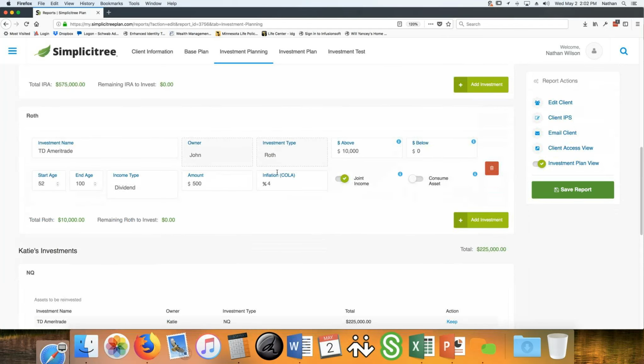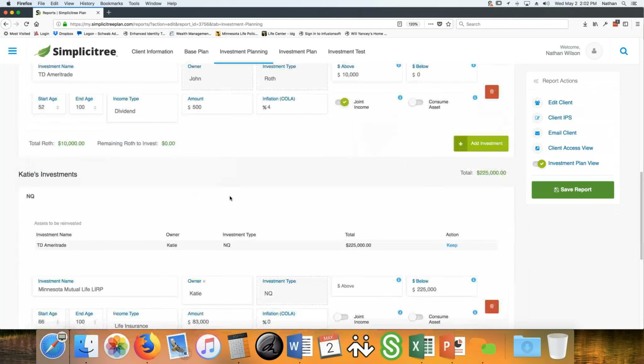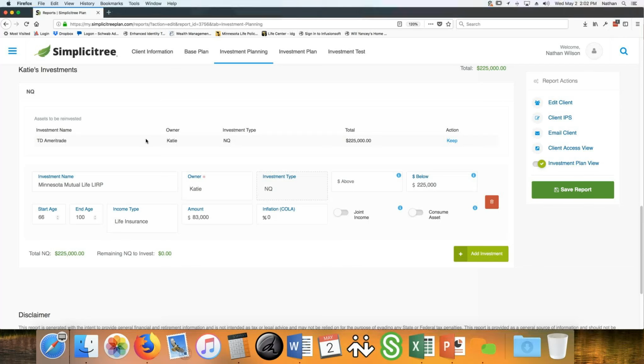Now the Roth, same thing. You don't even need a calculator. 5% of 10,000 is 500. It goes in right there. Now on this side, remember Katie had some IRA money that we wanted to go ahead and convert to tax-free money. So we take this $225,000 and we convert it over to the tax-free side. So it's no longer an IRA. It's considered non-qualified or after-tax money.